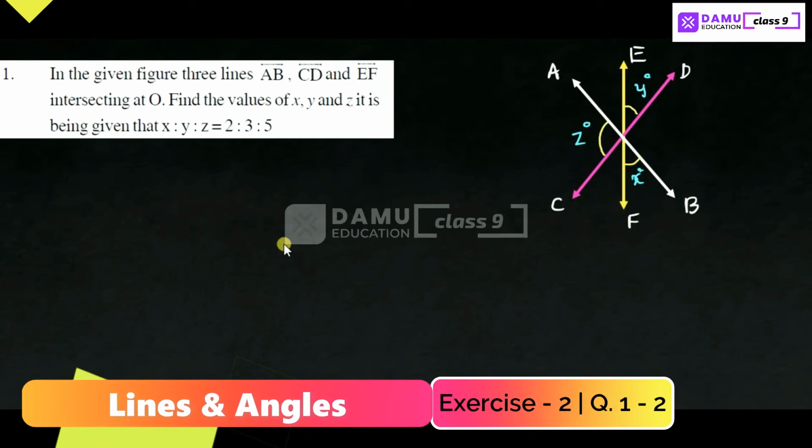Our first question is: in the given figure, three lines AB, CD and EF intersect at the point O. Find the values of x, y, z degrees. It is given that x is to y is to z is 2 is to 3 is to 5. So the y angle is greater than the x angle, and the z angle is greater than both the x and y angles.